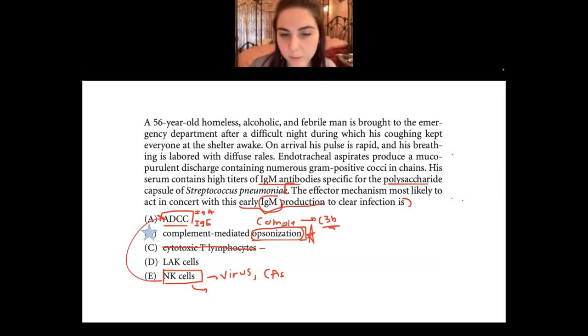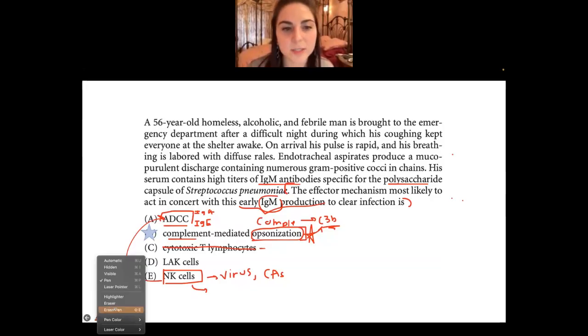But I agree, it was kind of written weirdly. You're like, wait, but IgM's not an opsonizer. It's not. It itself is not acting as an opsonizer, but it's activating complement, and then we're going to get complement-mediated opsonization with C3b. Oh yeah, ADCC is antibody-dependent cellular cytotoxicity.